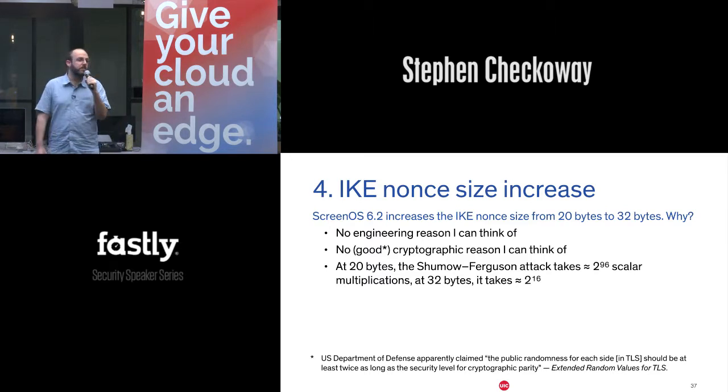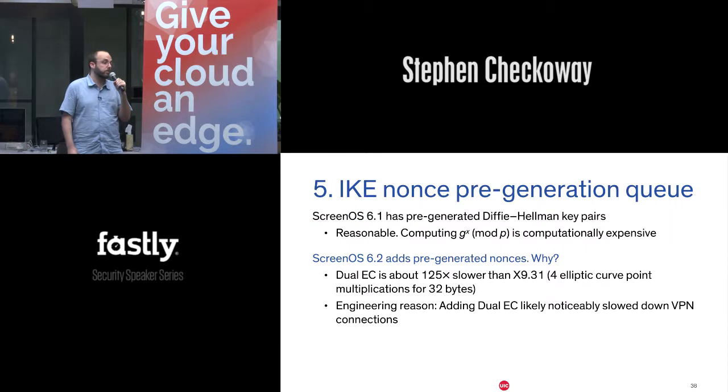And then finally, we have these pre-generation queues. So 6.1 has Diffie-Hellman key pair queues. And this is actually pretty reasonable, I think. So it's moderately computationally expensive to perform a modular exponentiation. It's not that expensive, but there's some cost to doing so. And in 6.2, they added the pre-generated nonces. And I can actually think of a pretty good engineering reason for this.